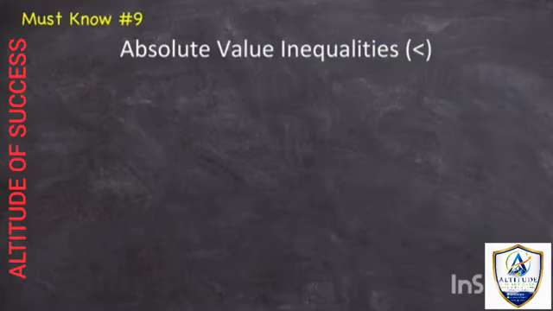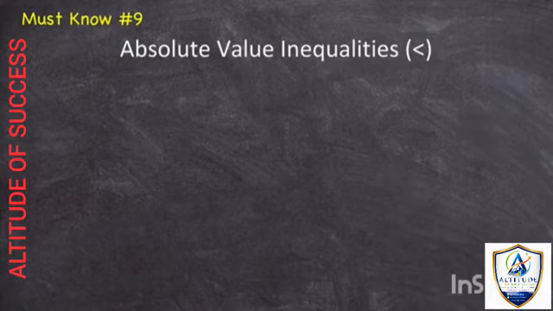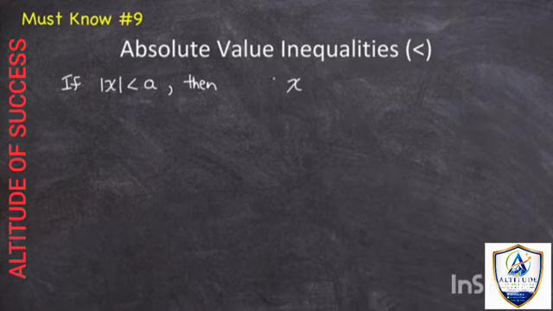Must know number 9. Absolute value inequalities that have a less than symbol. If you have the inequality, the absolute value of x is less than a, then the range of x values that satisfy this inequality are going to be the x values that are greater than negative a, but less than positive a. And let me show you on a number line why that's the case.